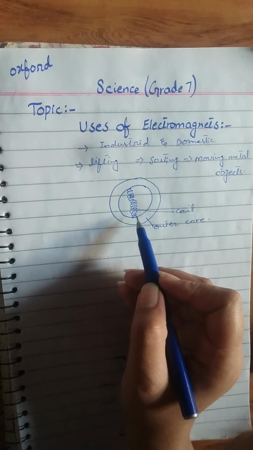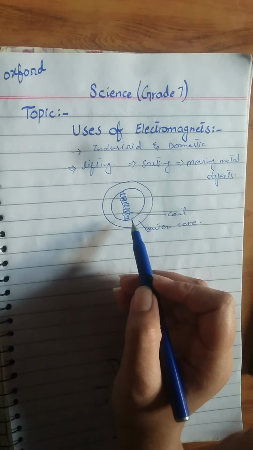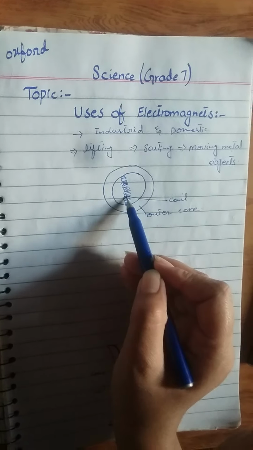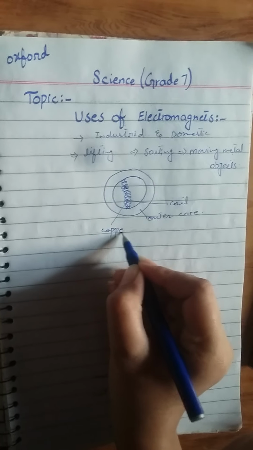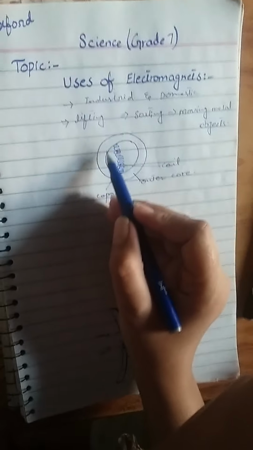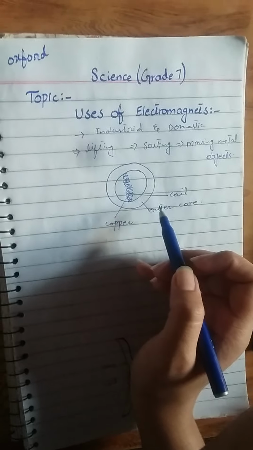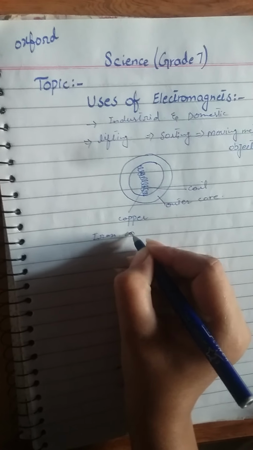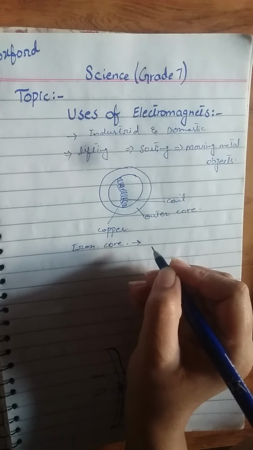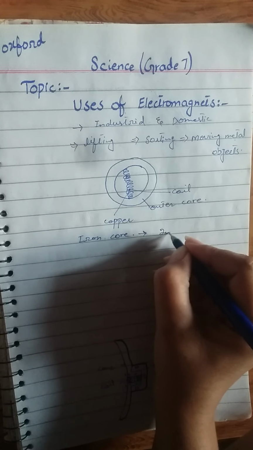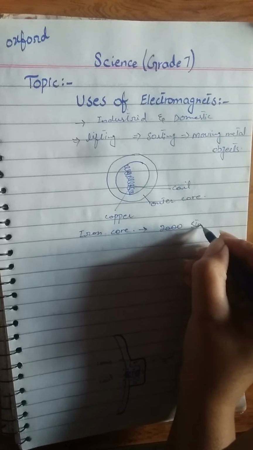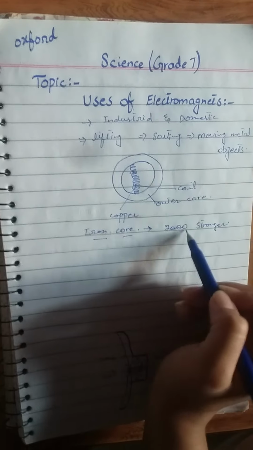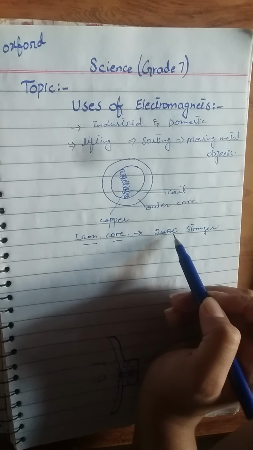Electromagnets have a coil of copper wire wound tightly around an iron core. So this core is made of iron, and this coil is a copper coil, which is surrounded by an outer core of iron. What is the purpose of using an iron core? The iron core actually makes the electromagnet 2000 times stronger.